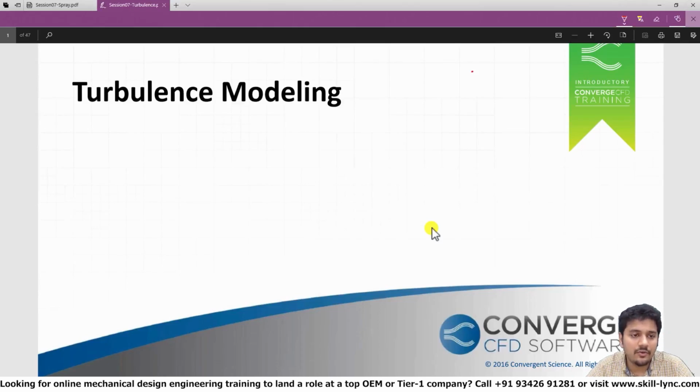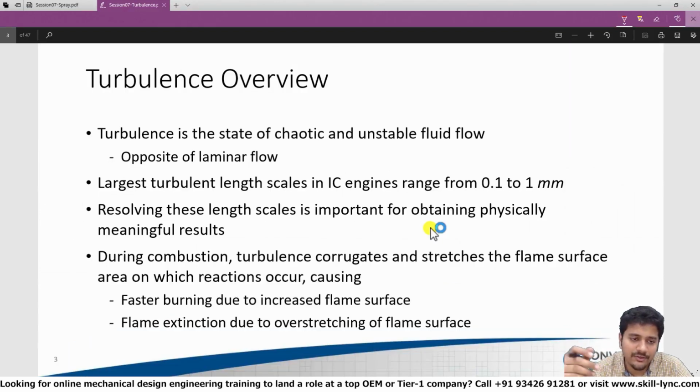In this video, we are going to be getting started with turbulence modeling, especially in CONVERGE CFD. So first of all, what is turbulence? Turbulence is a state of chaotic and unstable fluid flow, as I'm showing here. And it is basically the opposite of laminar flow, right? This is something that you might have already studied in your undergraduate textbook.